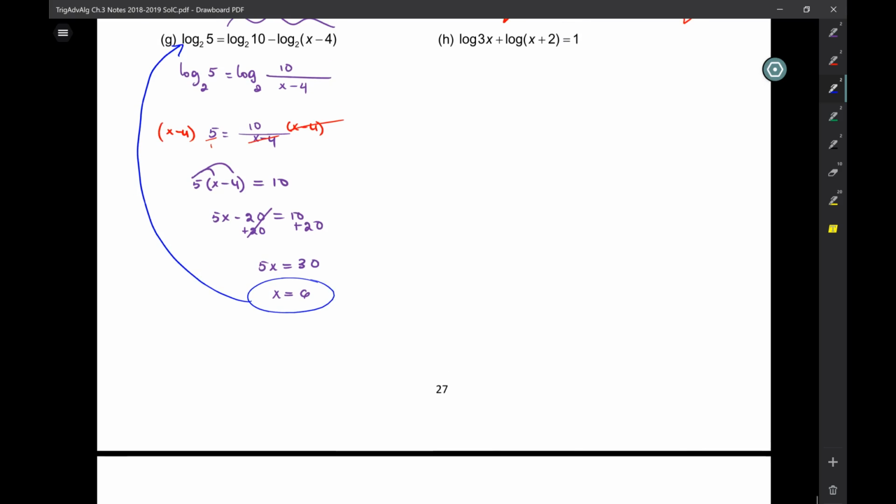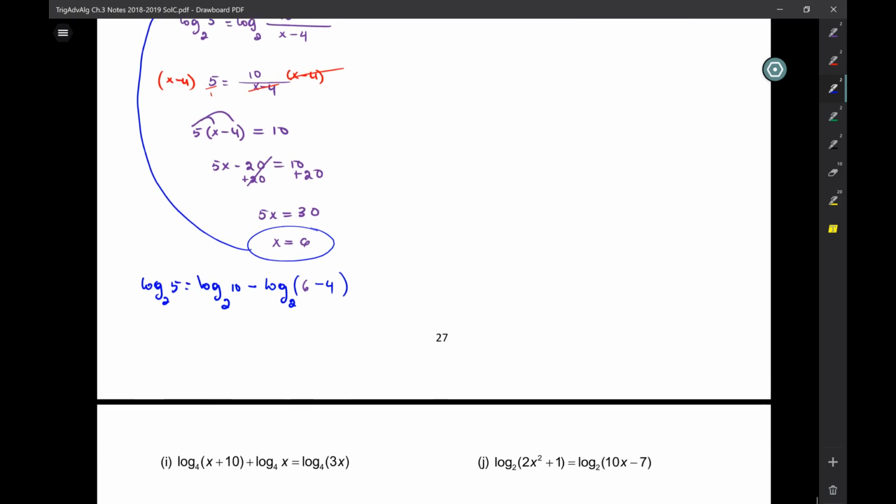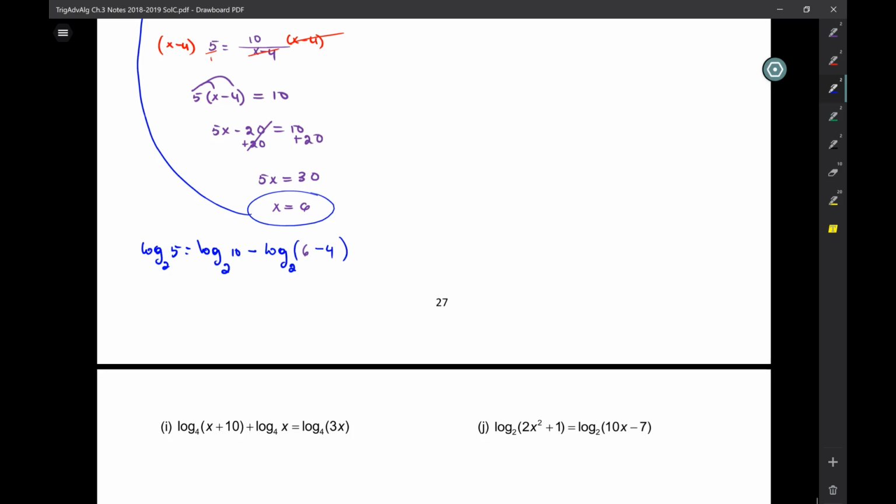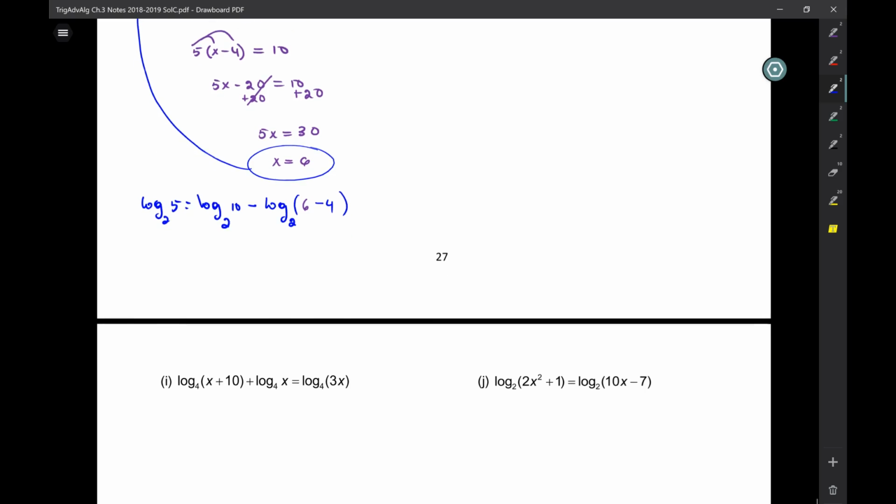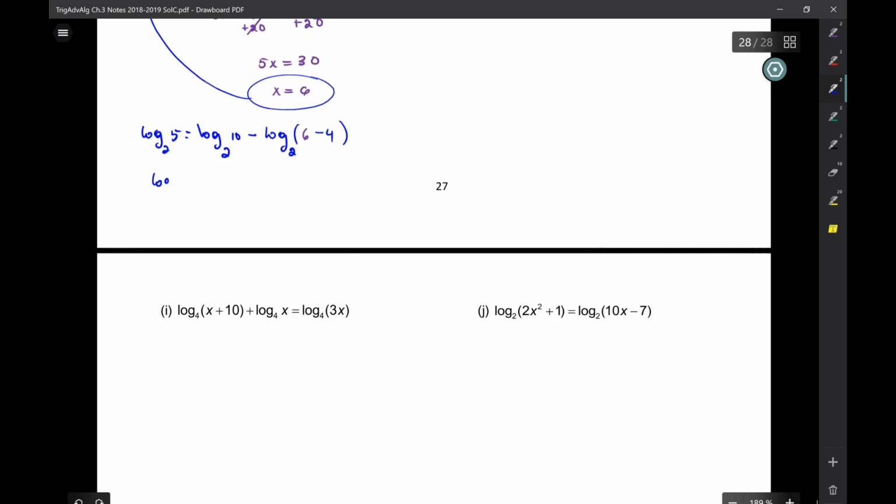So when you go over there to check, log base 2 of 5 equals log base 2 of 10 minus log base 2 of 6 minus 4. Man, I love math. We have some skeptics who say it doesn't work. Well, let's see. Is this going to work or is this not going to work? I don't think it's going to work. Oh my, no, it didn't work. It's like the climax of this plot now. What's going to happen?